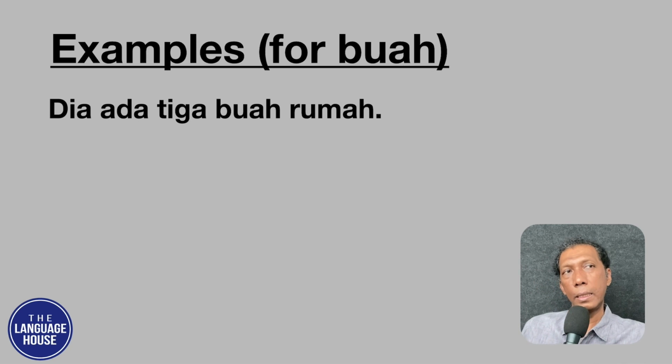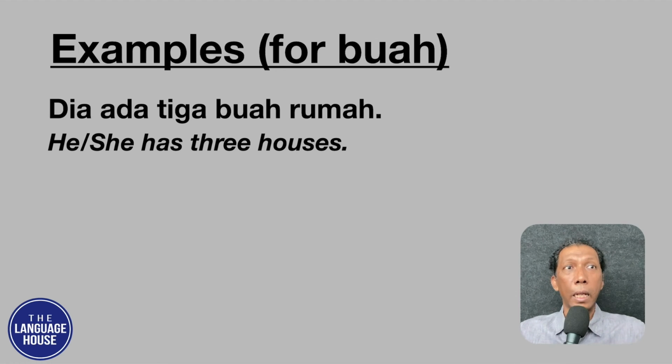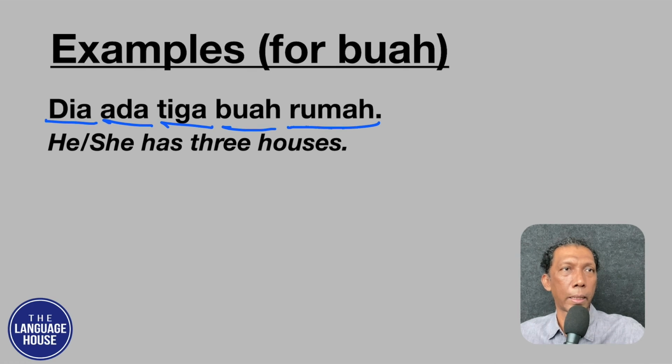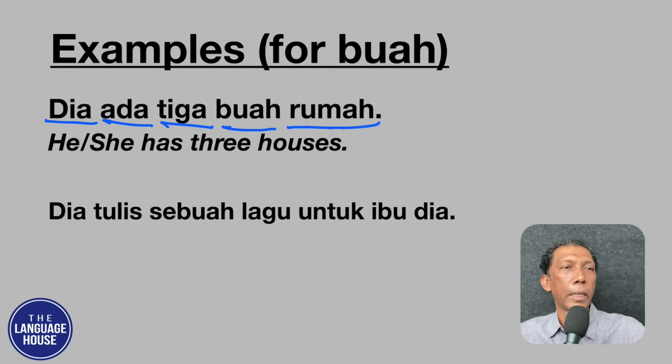Okay, let's do some examples here. Dia ada tiga buah rumah. Dia ada tiga buah rumah. He or she has three houses, and in Malay it means dia ada tiga buah rumah. One more time. Dia ada tiga buah rumah. Rumah is house.